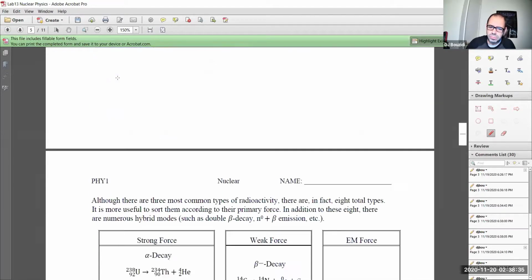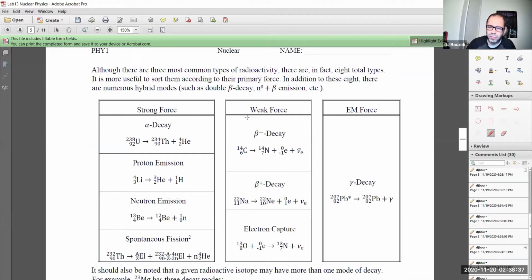Again, the forces, what causes these decays. The strong force causes the decay in the alpha particle. It causes also the proton emission, like the example for lithium. It causes also the neutron emission, which is another kind of nuclear reaction. And spontaneous fission, for example, thorium can split itself into two different elements, element 1 and element 2. And this depends, each time it comes up with a different configuration.